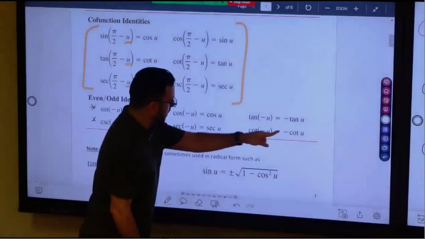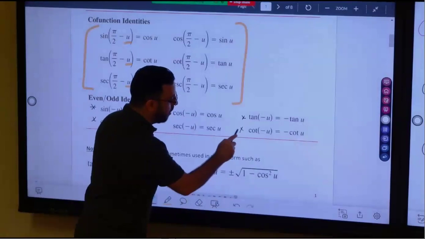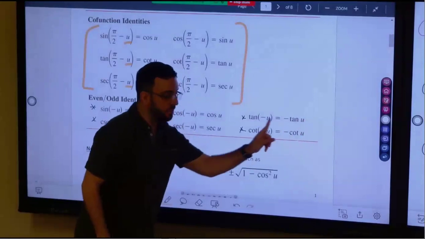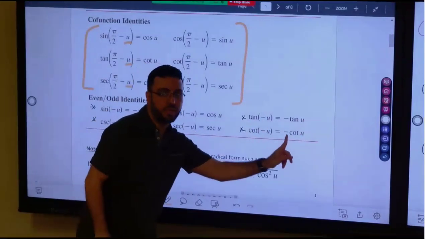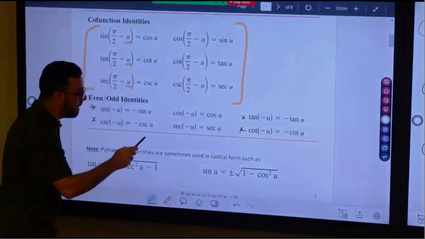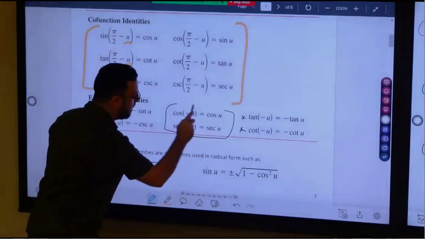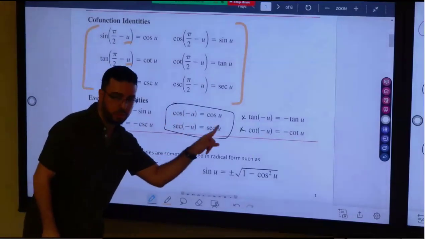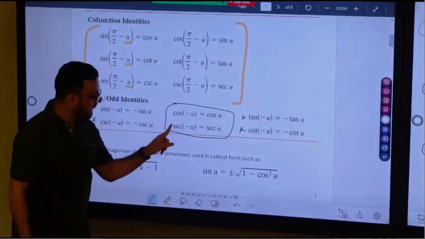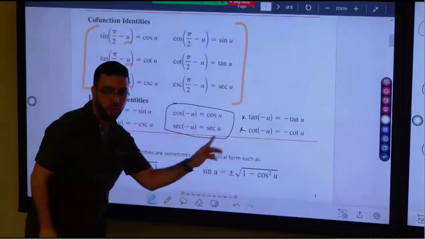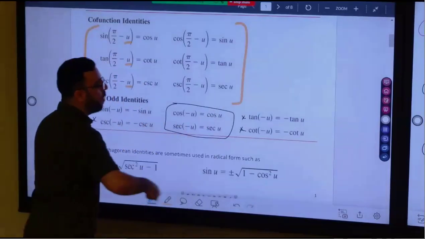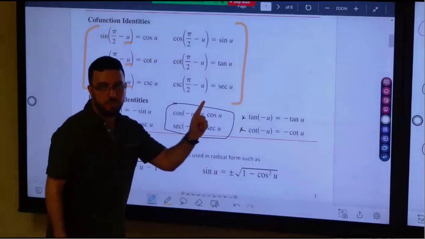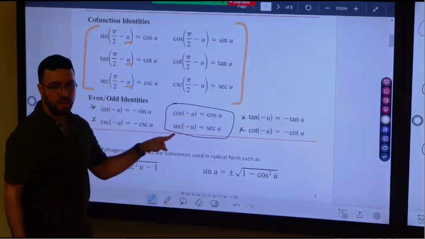And what else? These also gave me negative. Tangent negative u is going to be negative tangent u. Cotangent negative u is going to be negative cotangent u. The only positive is cosine and secant. Cosine negative angle is going to be cosine u. Secant negative angle is going to be secant u. You got it? So keep in your mind, when you have negative angle, the only ones that are going to be positive are cosine and secant.